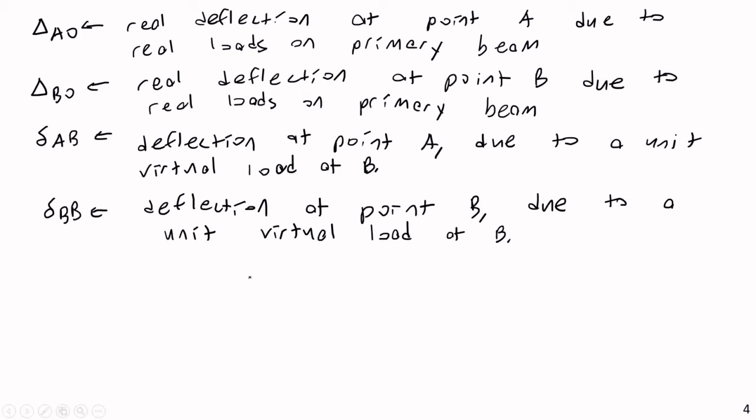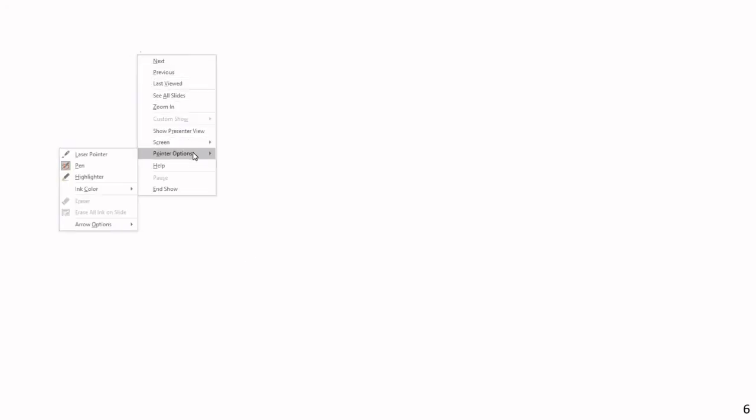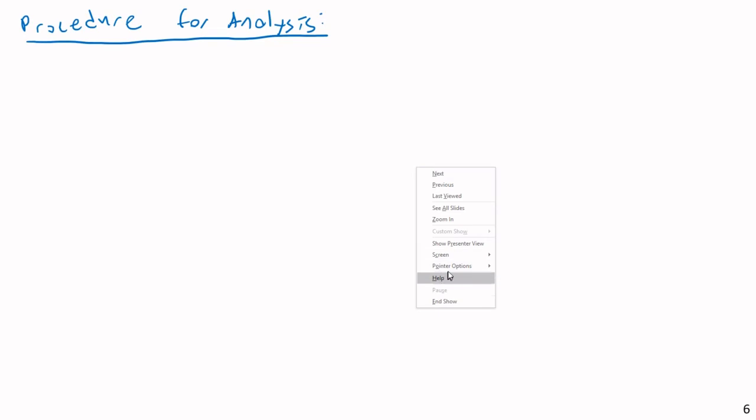So let me go over the general procedure for analysis, and then I'm going to go through a quantitative example. So let's go through the general procedure, set out as a series of steps. I'm going to describe the steps, and then we're going to look at how we would apply those to a beam.